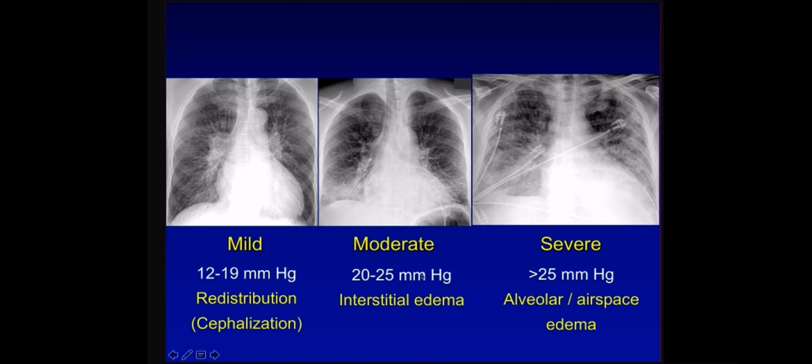If the pressure should go even higher and get to ranges above 25, then the fluid can push into the air spaces and manifest as airspace opacity.